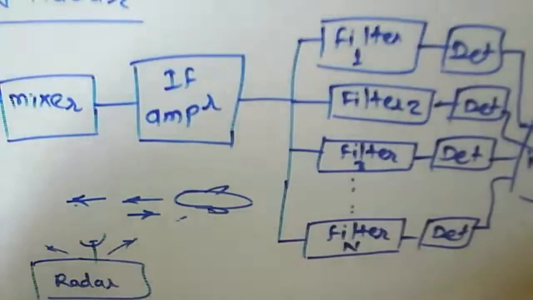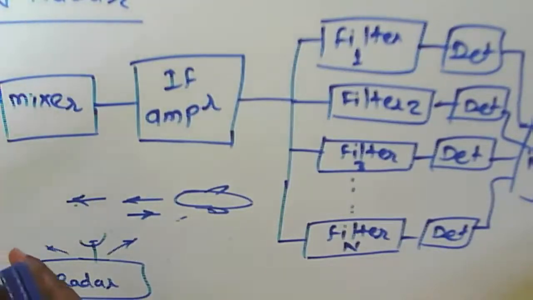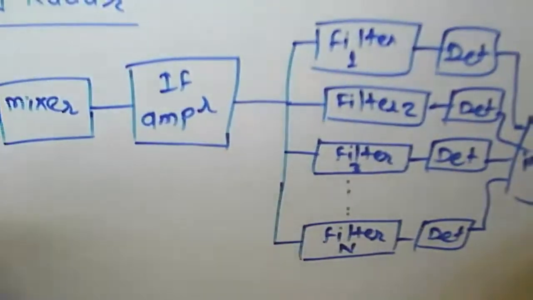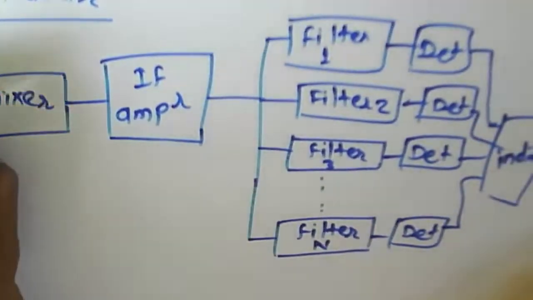So we need to find out the direction of the target motion, and that direction can be found by checking the signal received at the receiver. That is why we split the received signal, and through that we can find out what the change will be.